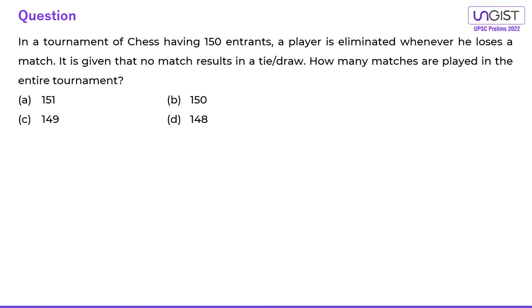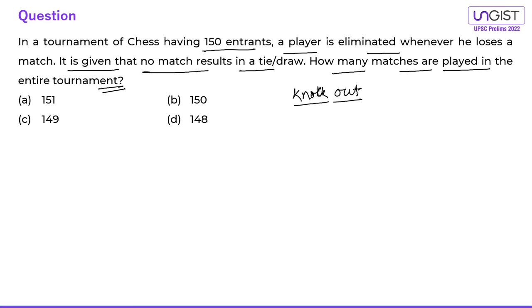Next one is, in a chess tournament having 150 entrants, a player is eliminated whenever he loses a match. Okay, this scheme is known as knockout. If you lose one game, you are out of the tournament. It is given that no match results in a tie or a draw. How many matches are played in the entire tournament? See, in the knockout, if n teams are participating, total n minus 1 matches are there. So here 150 teams are participating, so 150 minus 1, 149 matches will be played. The answer is 149. C choice is the correct answer.